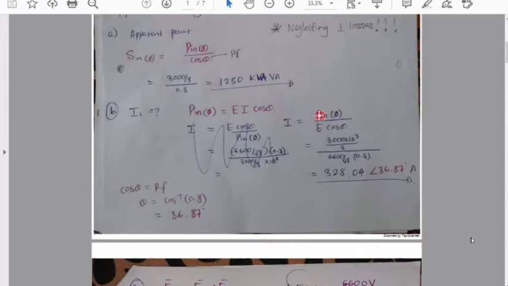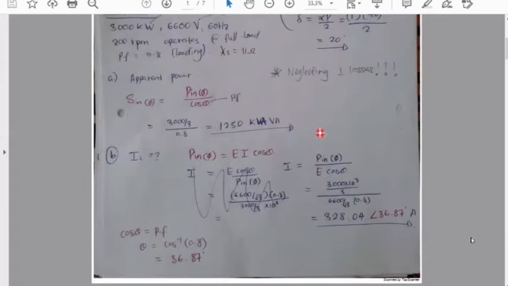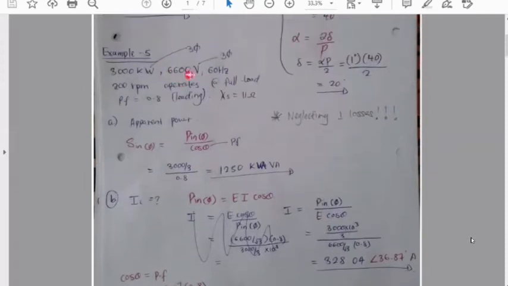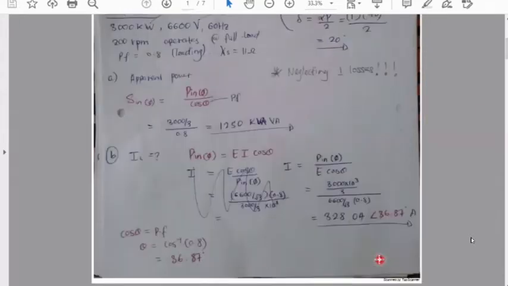So what is your P in? P in is 3000 times 10 to the 3 divided by 3 because it's per phase. And is E given to us? Yes, it's 6,600 volts, but this is in 3-phase. We want it per phase, so you can see that I divided by square root of 3. Multiply by your cos of theta, which once again is nothing but your power factor, 0.8, and this is the answer that you are going to get.